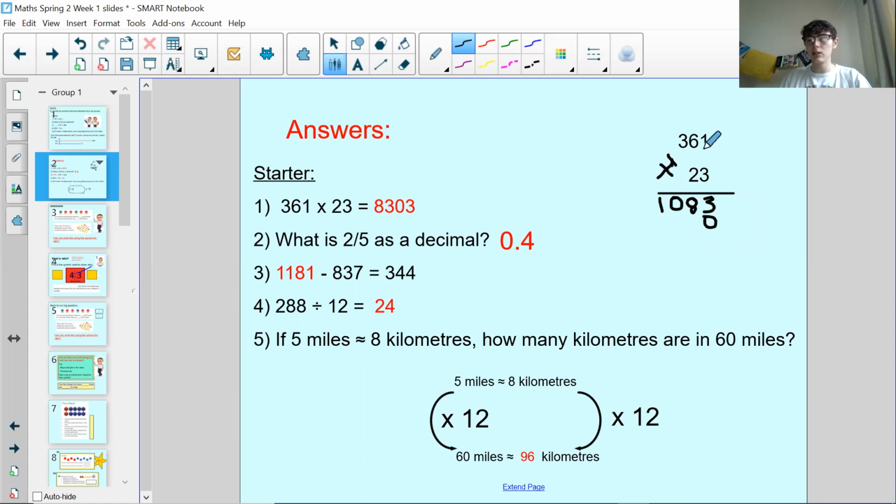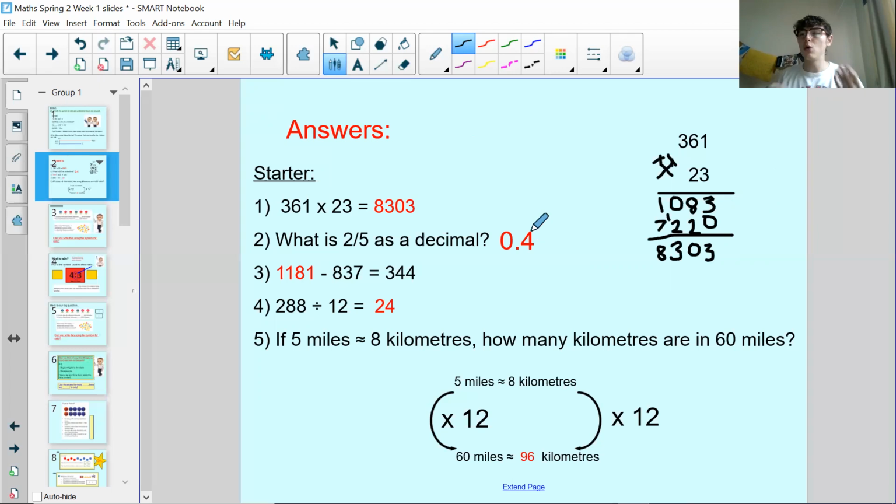Then 2 times 1 is 2. 2 times 6 is 12, so we put the 2 and carry the 1 over. 2 times 3 is 6, add the 1 is 7. So these are our 2 rows. We do 3, add 0 is 3. 8 add 2 is 10, we put the 0 and regroup the 1. 0 add 2, add the 1 is 3. And then 7 add 1 is 8, giving us 8,303. Well done if you got that.